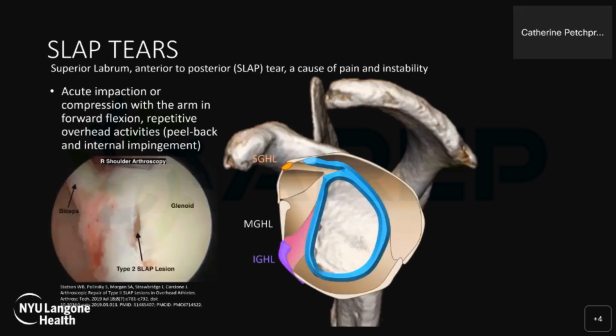SLAP tears, or superior labrum anterior to posterior tears, are tears of the superior labrum that can cause pain and instability. These are often the result of acute impaction or compression of the shoulder with the arm in forward flexion, or with repeated overhead activities that either place torsion or traction on the biceps labral complex, or impingement.